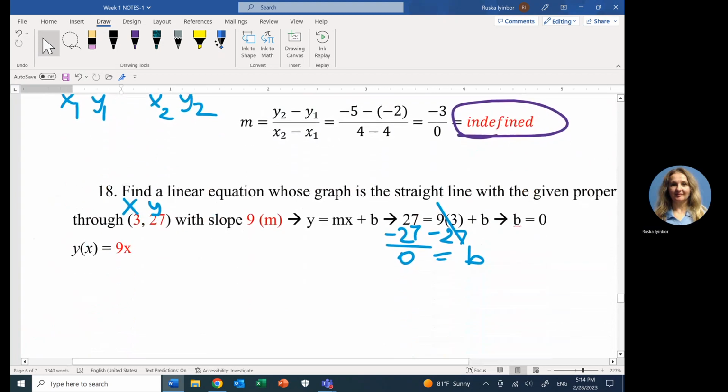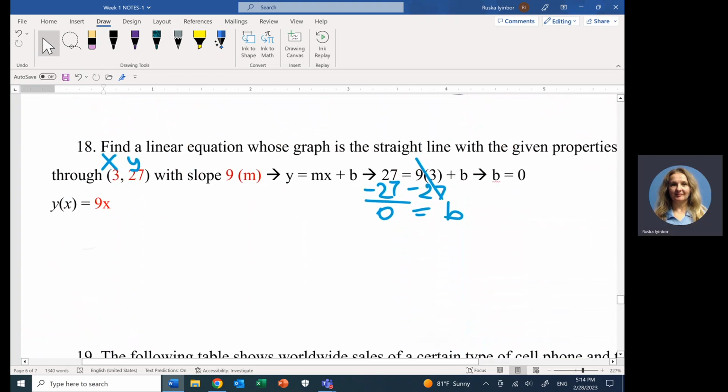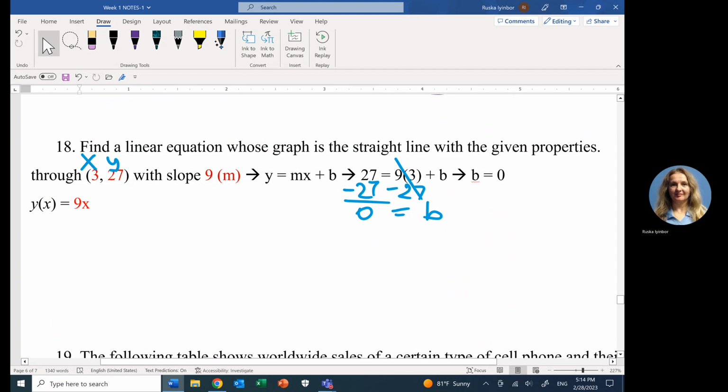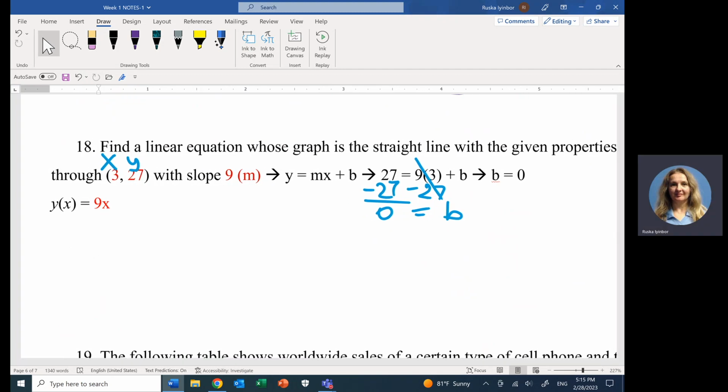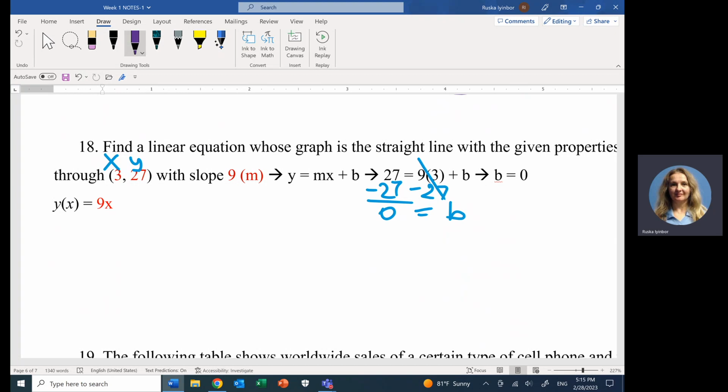Find the slope. The next one, 18, says find the linear equation with a given property. So the line is going through 3 and 27, where the first number is x, the second is always y, and they give me the slope, which is m. And again, I'm going to do the same as I did in the question before when you find the equation. Start with y equals mx plus b, the equation of a line. You plug it in: y is 27, m is 9, x is 3, plus b. You have to find b. And you just solve it.